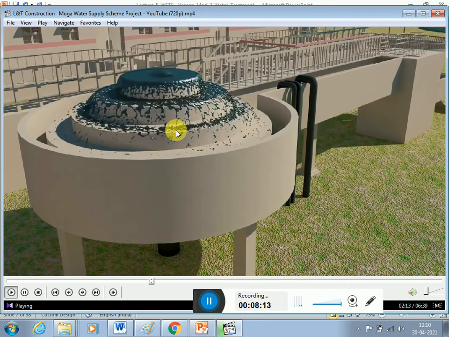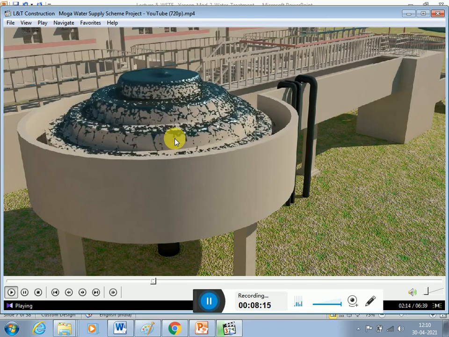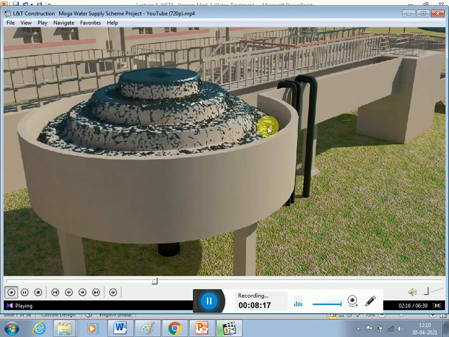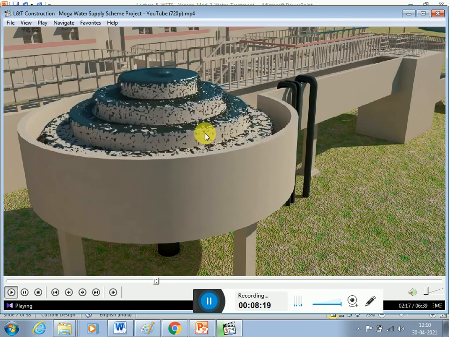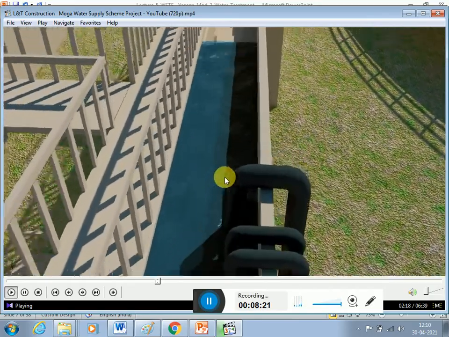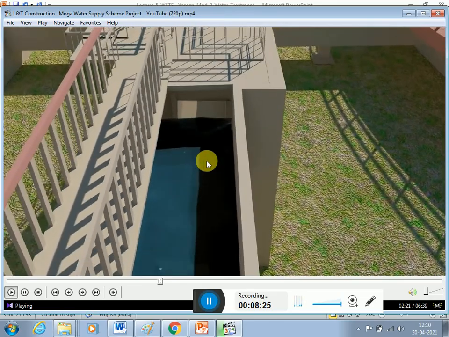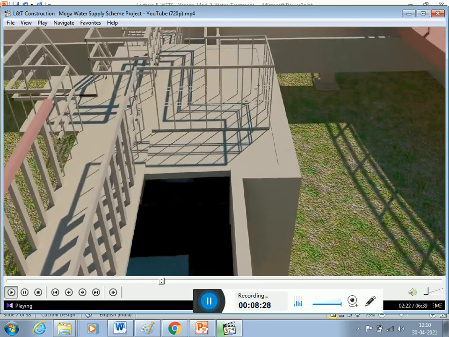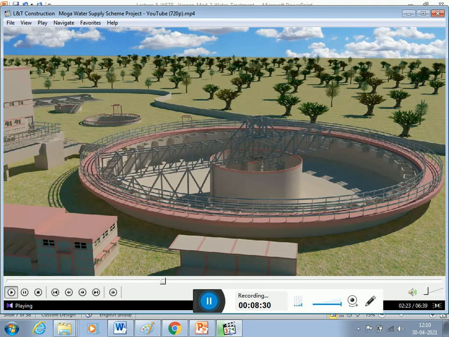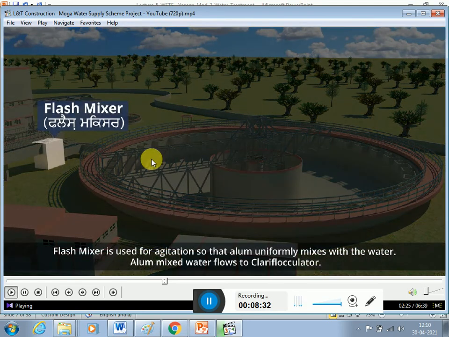So here it splits the water molecule so that any bad odor gets removed, and the exchange of gases takes place here, so that water can be enriched with the dissolved oxygen. And this is the partial flume which is located next to the aerator. Through this the water passes through this flash mixer. Here the coagulants are added, and it gets uniformly mixed with the water.